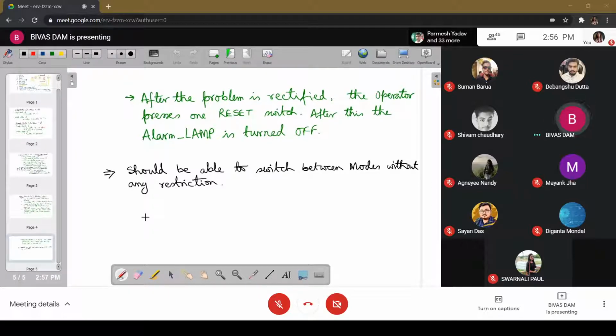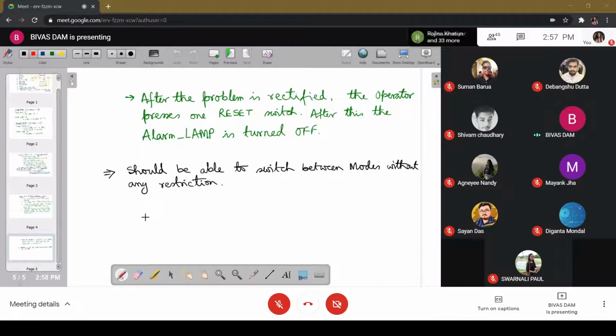After the reset switch is pressed, the visual alarm will also become off, and the pump will resume its state. And finally, I can switch between the auto mode and manual mode anytime without any restriction. So I have started the pump in the auto mode.